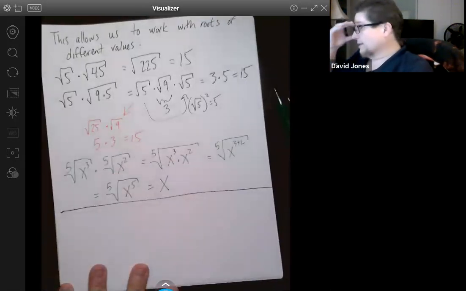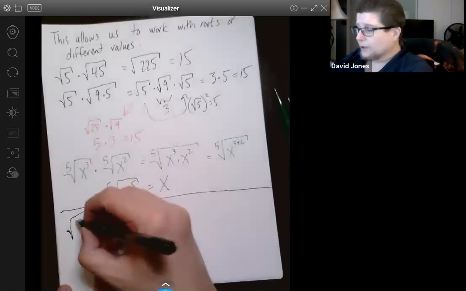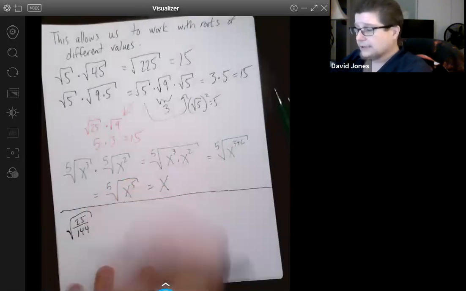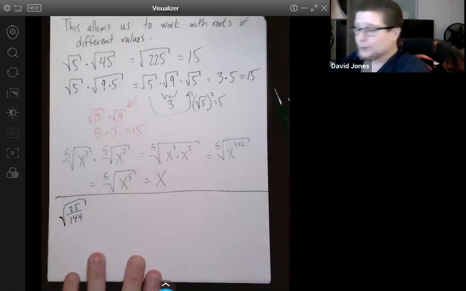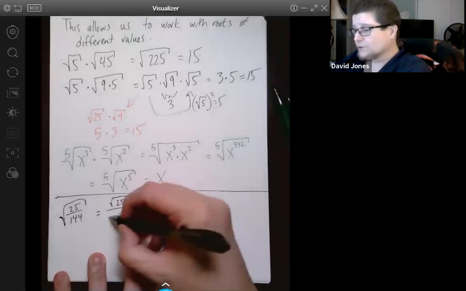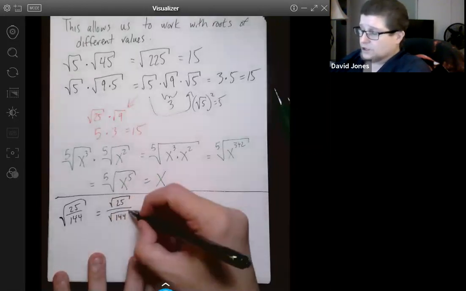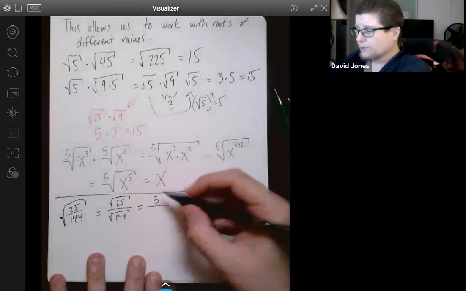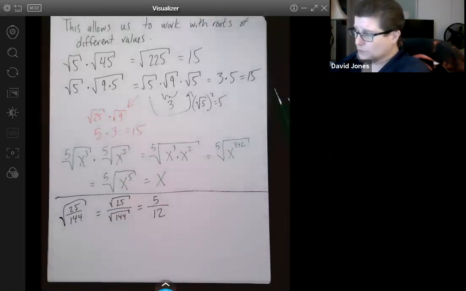Let's see, what do I want to pick to do? Let's look at square root of 25 over 144. 25 over 144 is an ugly number. It's a decimal. But what if I make this the square root of 25 over the square root of 144? Square root of 25 is 5, and the square root of 144 is 12. And 5/12 isn't too bad. That's just a small fraction.